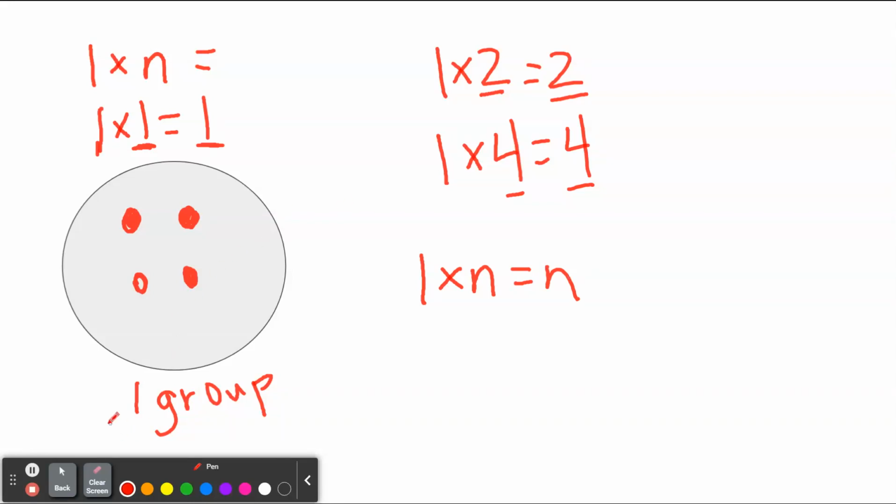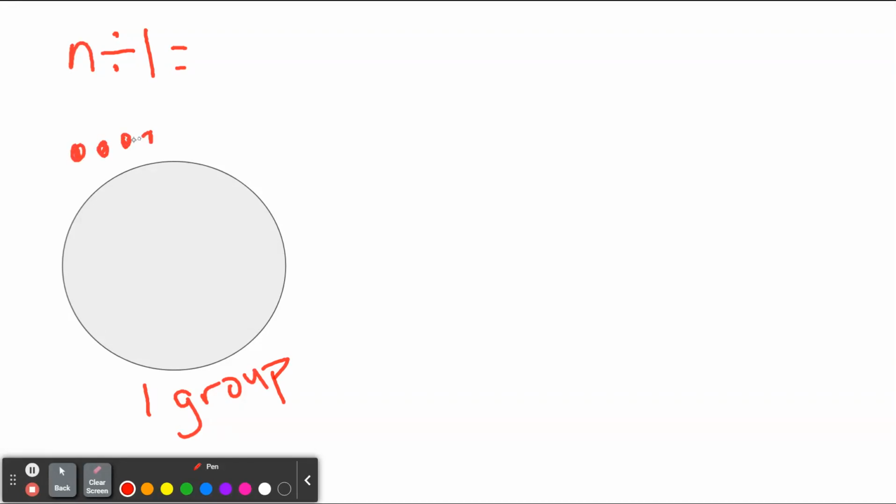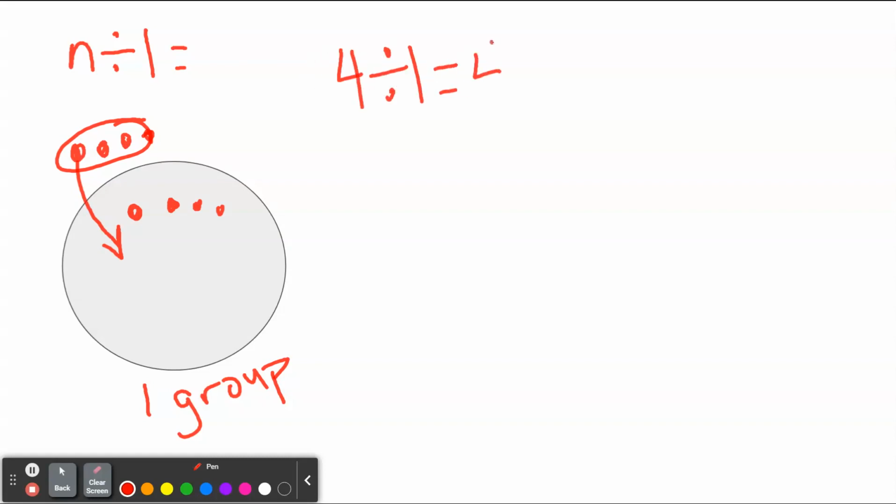Interesting. Okay, now what about if I do the same thing with division? So if I have some number, and I divide it into one group, that's going to equal what? So this is going to be my one group. So if I have 4, and I want to divide it into one group, all of these are going to go in here, which is going to give me 1, 2, 3, 4. So if I have 4 divided by 1, that's also going to equal 4.